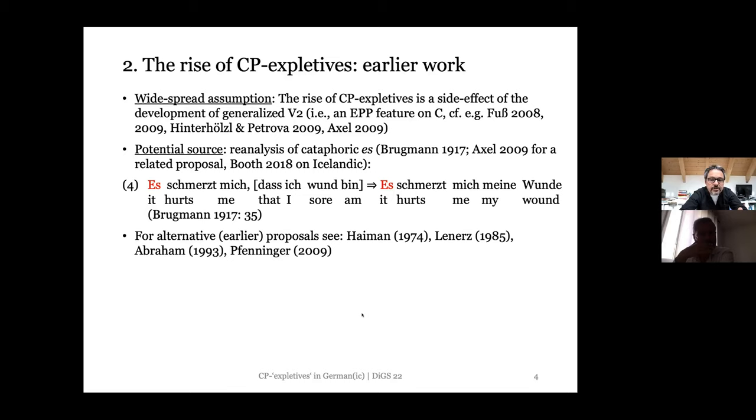For example, in a classic paper from 1917, Karl Bruckmann argued that the CP expletive developed from the cataphoric pronoun S in a way schematically shown in four. And basically the very same analysis has been proposed in recent work by Hannah Booth for Icelandic. However, upon closer inspection, it becomes clear that this cannot be the whole story.